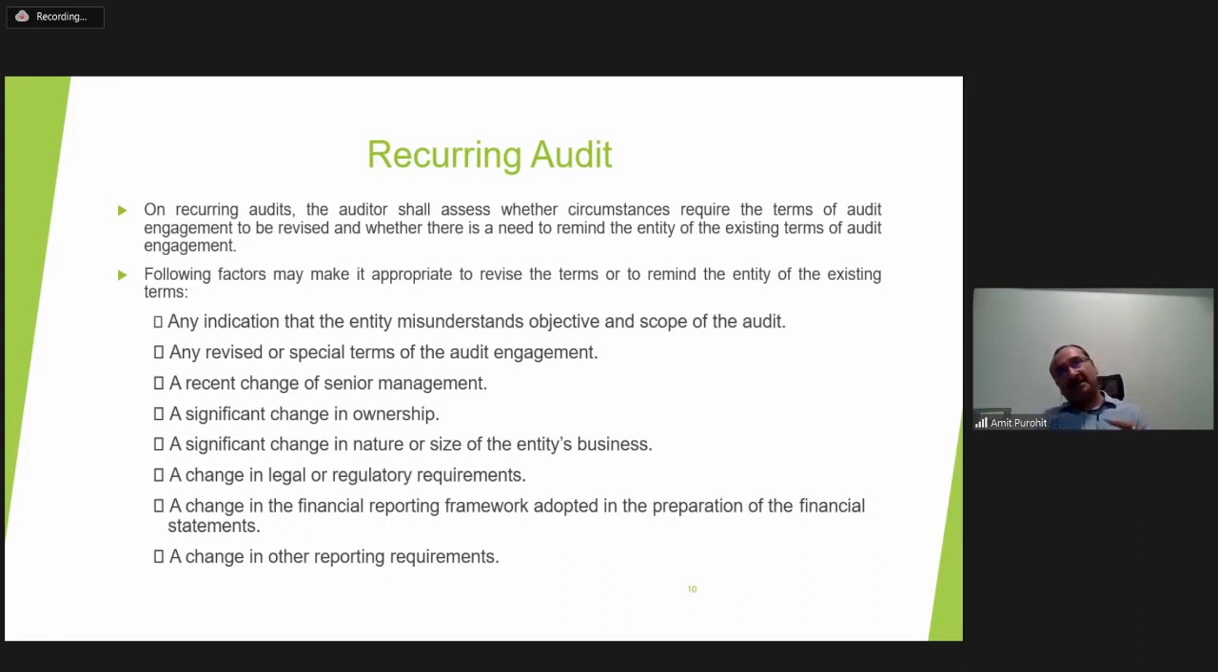Now friends, once the original engagement letter is executed with the management, in the subsequent years there can be a couple of possibilities. The auditor may think of updating the audit engagement letter based on the factors which are listed in front of you, or he may issue an addendum so that the management agrees with the additional points which the auditor has proposed to be agreed upon, and change in any other reporting requirements.